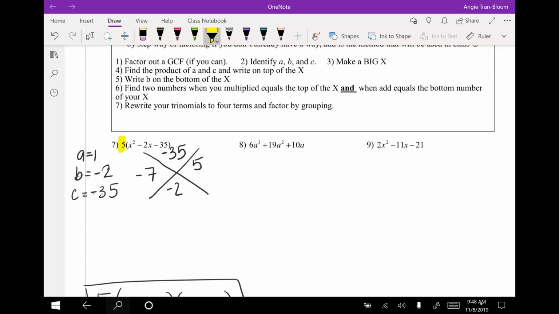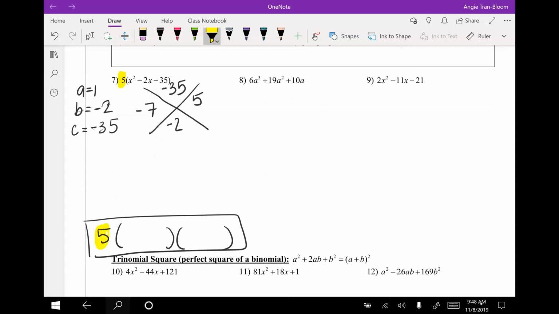The 5, we don't need to worry about it because we're just going to drop it straight down to the answer. The x squared will stay as an x squared in the front. The negative 35 on the back will stay as a negative 35. What we are doing is we're taking out the negative 2x and rewriting it as a negative 7x plus a positive 5x. I'm going to hold it right there. Can you guys see when I combine the 2 green terms, it should not change my equation ever? Right? So that's why this is okay to do. We are manipulating numbers so we can factor.